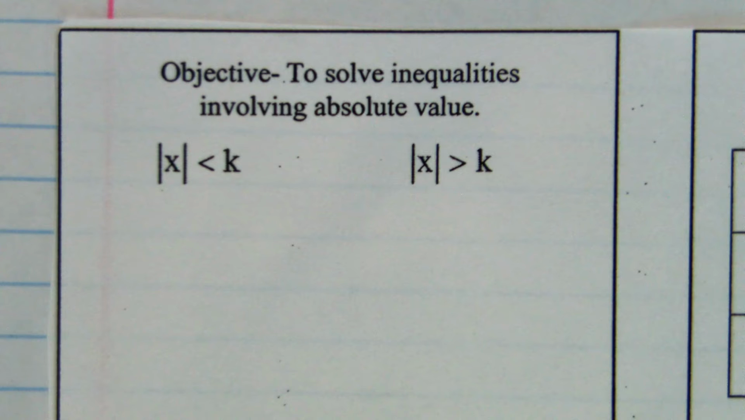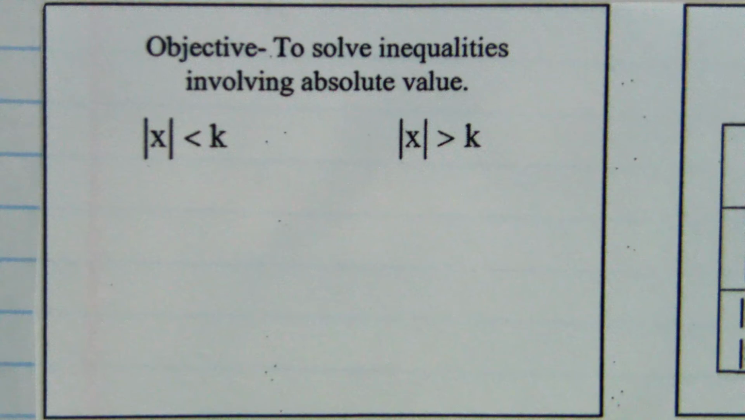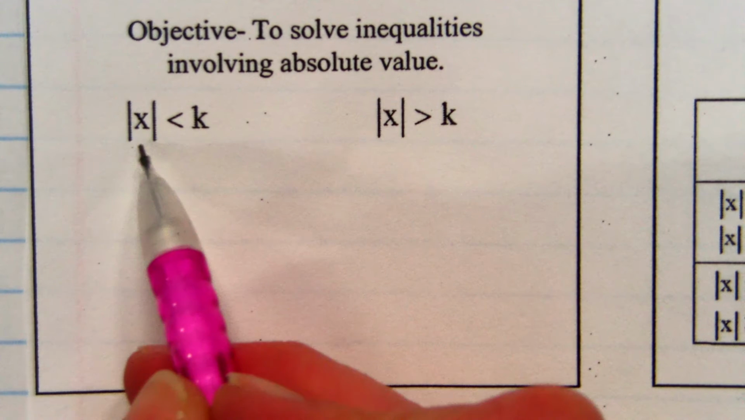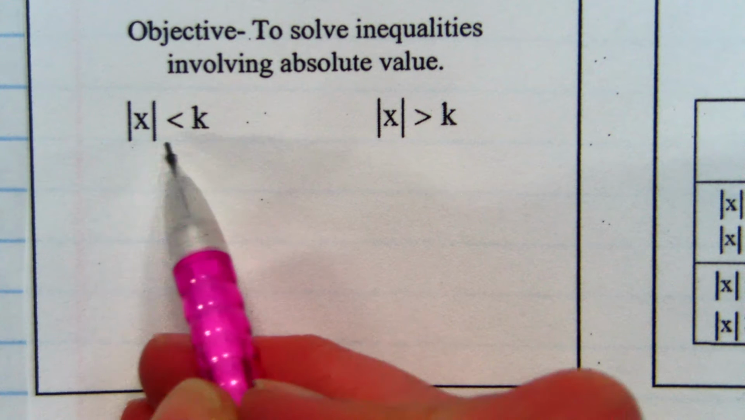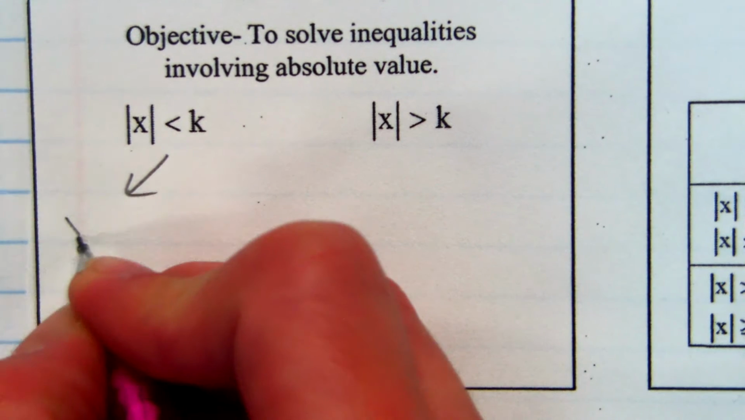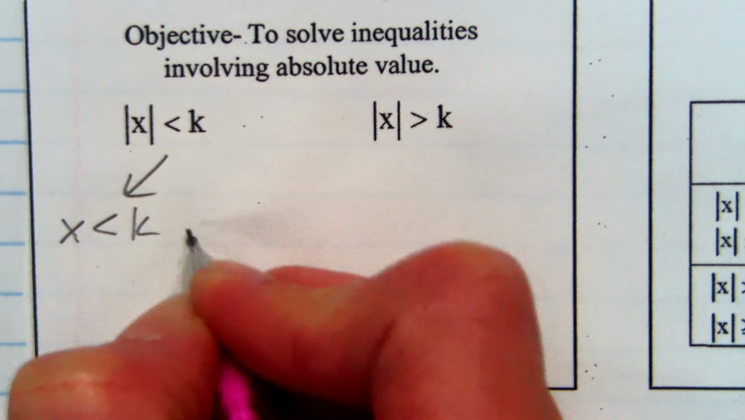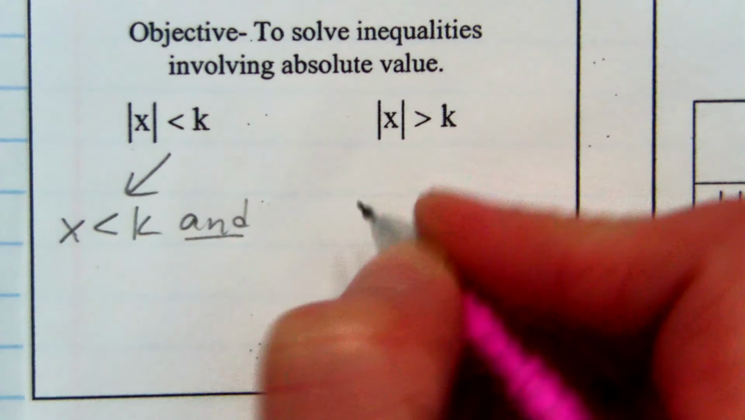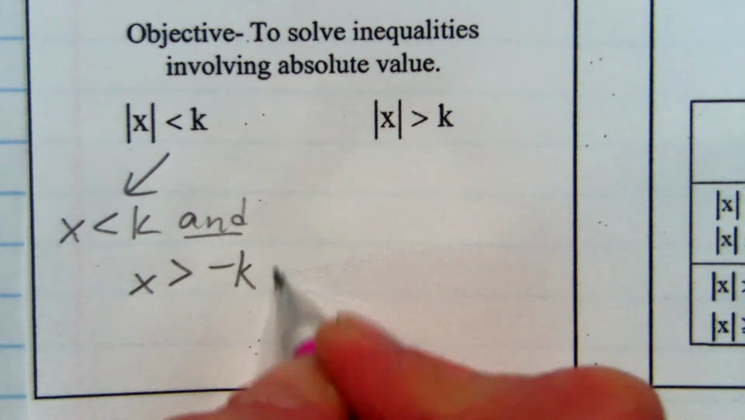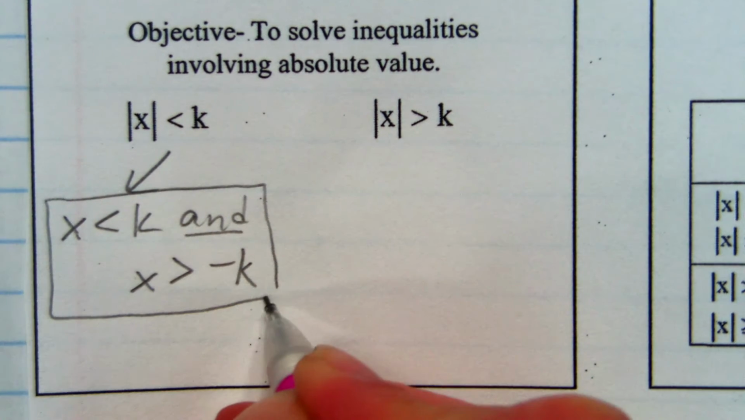Absolute value inequalities is the title for today's lesson. So it's like absolute value equations a little bit, except it has less than and greater than stuff going on. Okay, so we're going to start off with a simple one. If the absolute value of x is less than k, what you do is you go x is less than k and x is greater than negative k. So this is sort of giving you a procedure to do.